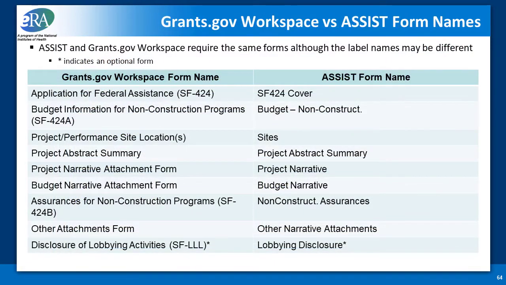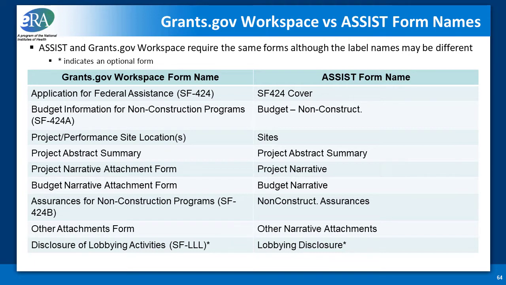If you are ready to fill out your application, you will need to make sure, even if you are filling out your application in Assist, that you have all of the grants.gov required forms. They are labeled differently in Assist, but they do match up one-to-one. They are identical to the grants.gov forms, they just have different titles. This reference table shows you which form matches up to which grants.gov form.